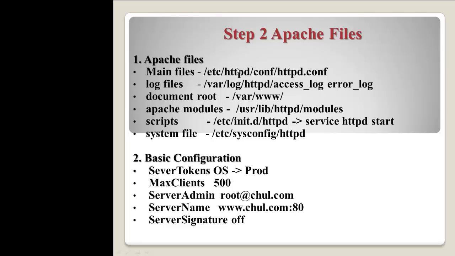Okay, number 2, basic configuration. Even though the httpd.conf file has many options, at first you can change only these. ServerTokens, default is OS, but I recommend you change it to Prod. Prod means product. And MaxClients: if you need more customers to access your web server, you can increase this line. And ServerAdmin is the email address shown to clients. And ServerName: in my case, the main domain name will be www.chal.com. And ServerSignature: this normally supplies the server's information to attackers especially. So in this case, you need to turn it off.